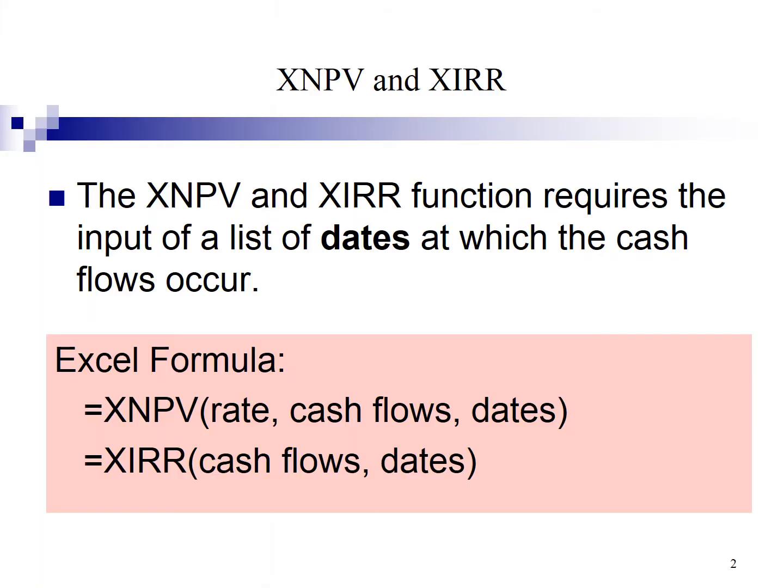The XNPV and XIRR functions calculate the NPV and the IRR for a series of cash flows received on specific dates. They are especially useful for calculating NPV and IRR when the dates are unevenly spaced. The key strength of these two functions is that the timing of the cash flows can be incorporated into the analysis.